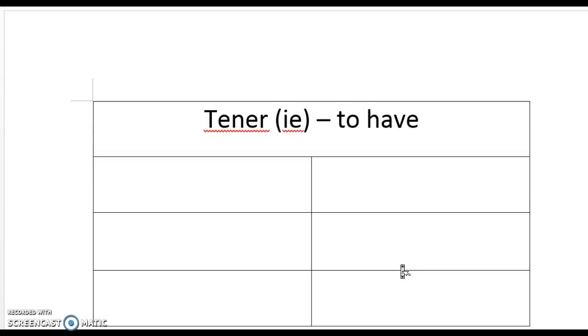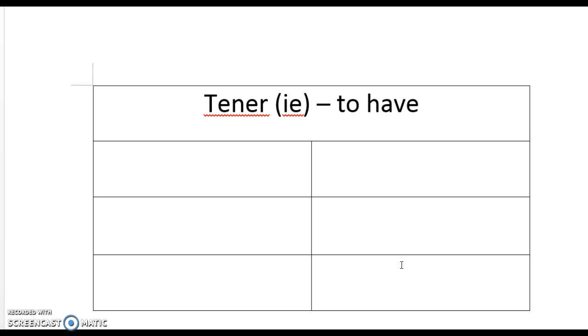Now, the next 2 verbs that we're going to talk about are irregular only in the yo form. So tener means to have, and remember that we sometimes use it with nouns, and it's going to be translated in English as to be, such as tener suerte, to be lucky. So the yo form is irregular because it has go at the end. So the yo form is tengo.